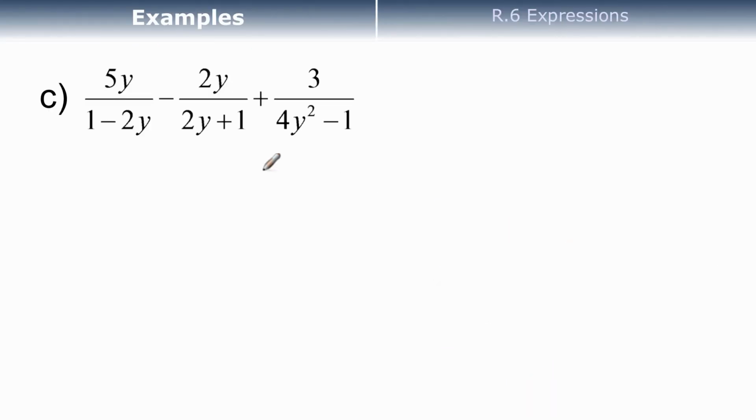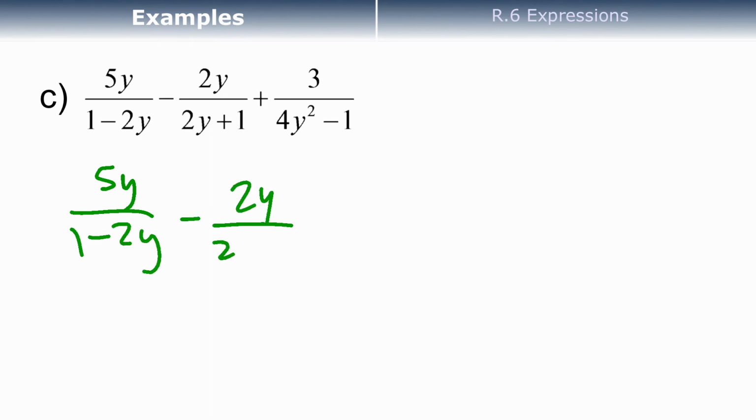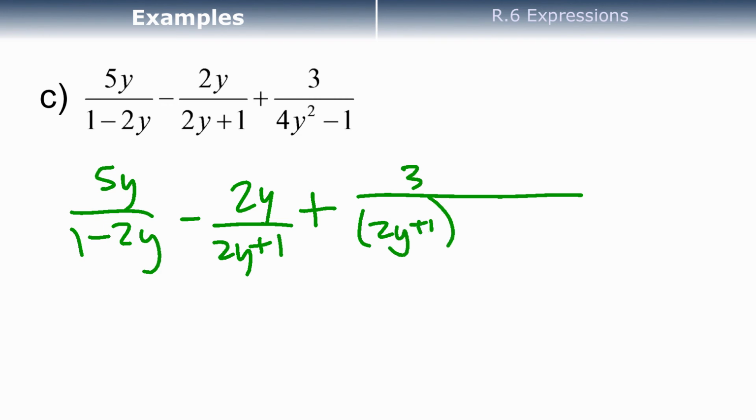Here's just another question where you could do that. Let me just show you that one quickly. So I have 5y over 1 minus 2y, minus 2y over 2y plus 1, plus, this is the one I wanted to get to, so I want to factor that. So it'll be 2y plus 1 and 2y minus 1. It's a difference of squares.